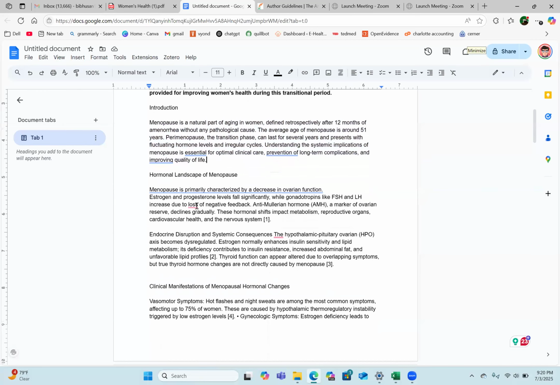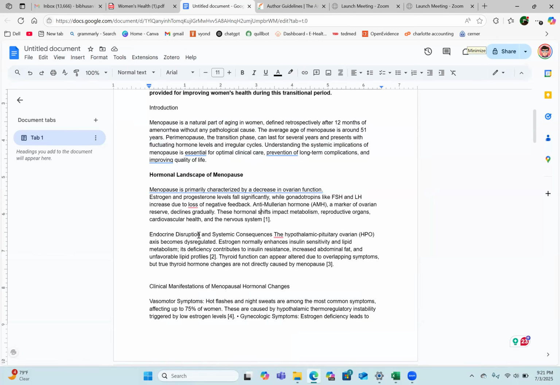So after the introduction, you want to write about the hormonal landscape of menopause. I like the topic, I like the heading, but I would rephrase this in a very simple manner. This is very straightforward. I want people to understand this. So I want to make sure that we write this for patients, not for colleagues. This is like a doctor writing for doctors. So we got to change this.